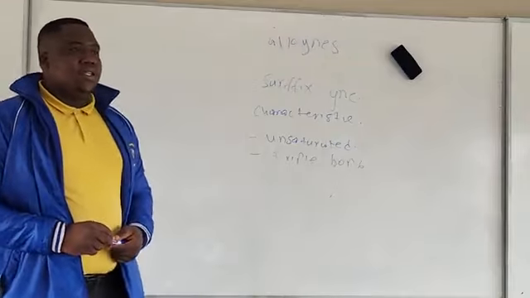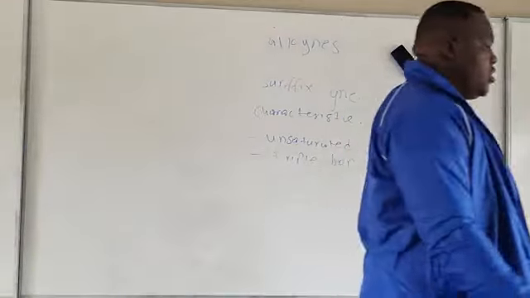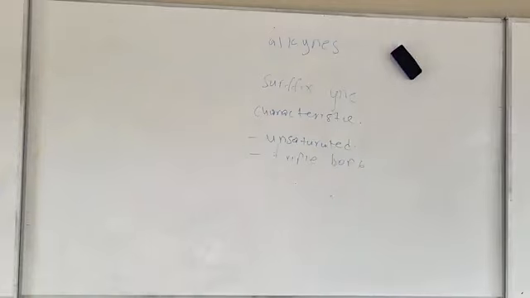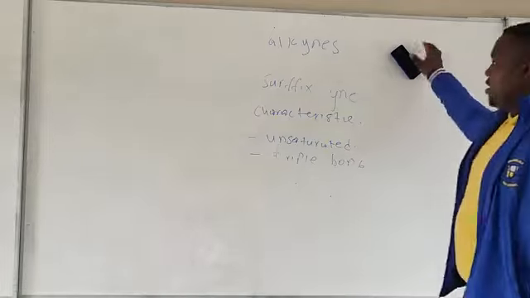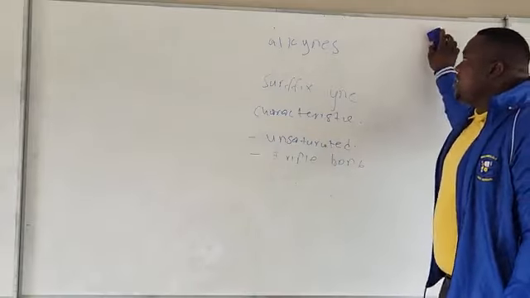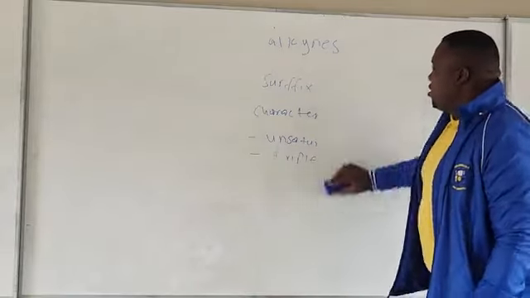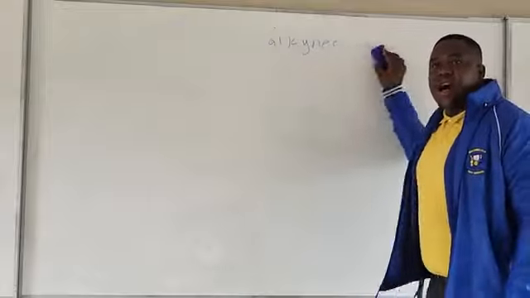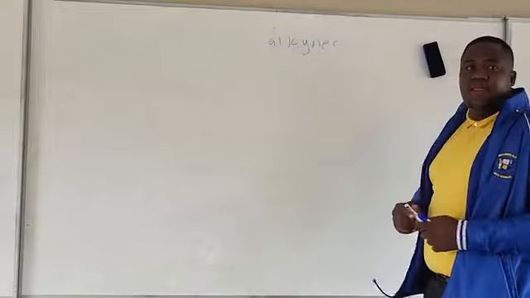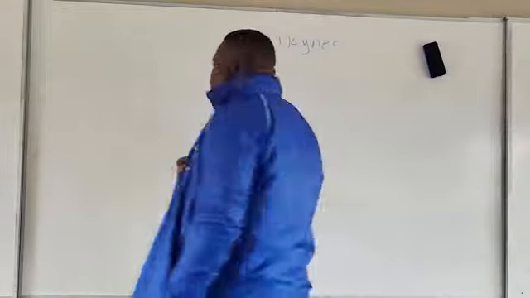Whenever you see the triple bond, just know that this one is an alkyne. Is everything okay? Everything is still moving smoothly, right? The characteristics of the alkynes is that they are unsaturated, right? They've got a triple bond. Here is the structure.